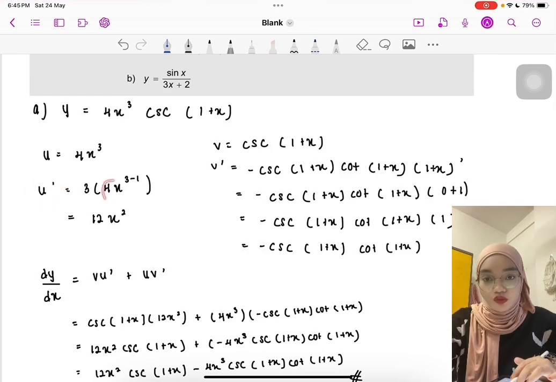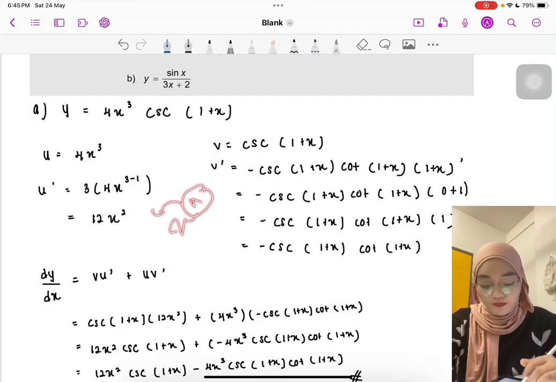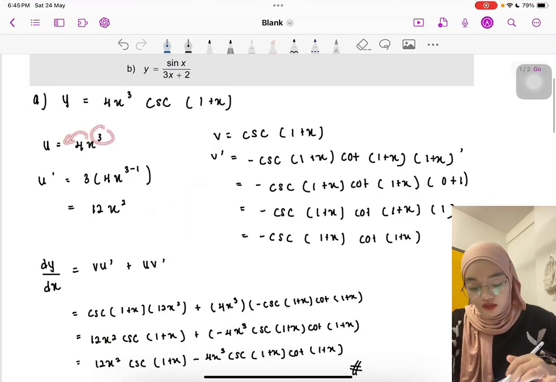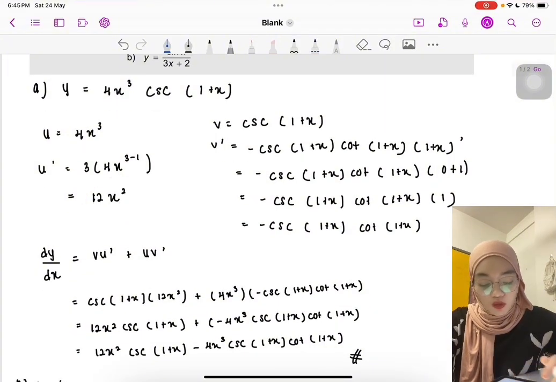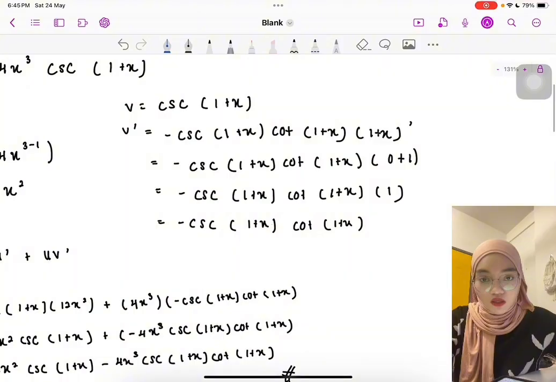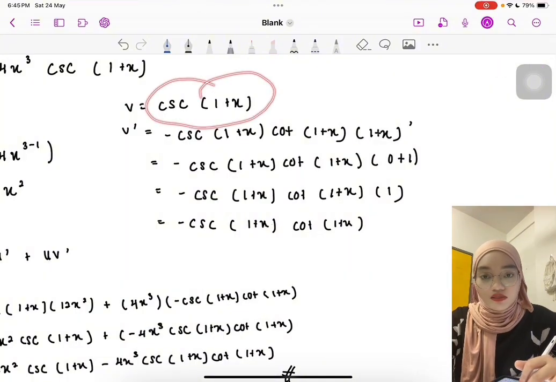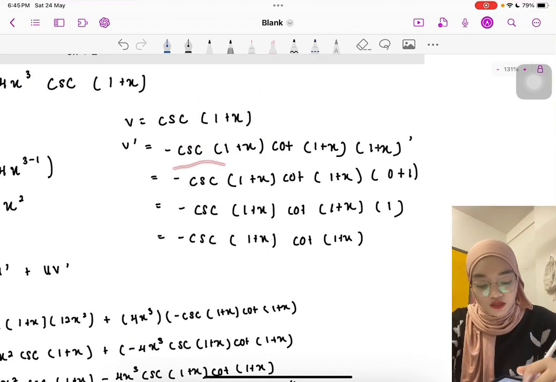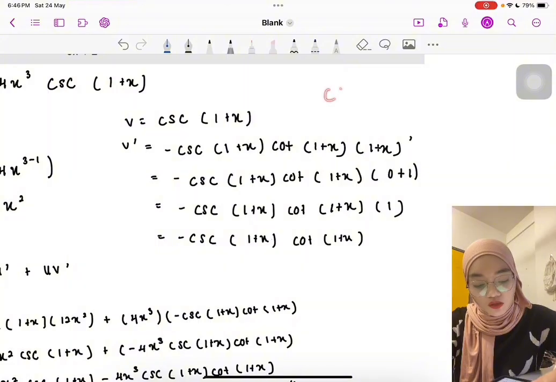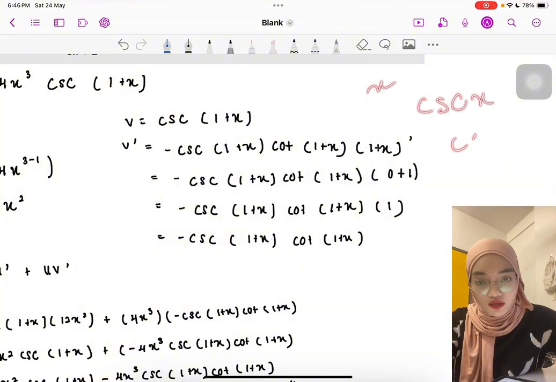The power rule is used to differentiate terms like x power of n, where n is a constant. We bring down the power, which is 3, and multiply with 4, and subtract 1 from the power, and we get 20x power of 2. And then we find v prime. We use the chain rule because we are differentiating a composite function, that is, a function inside another function. We differentiate cosec(1 plus x) and get negative cosec(1 plus x) cot(1 plus x).